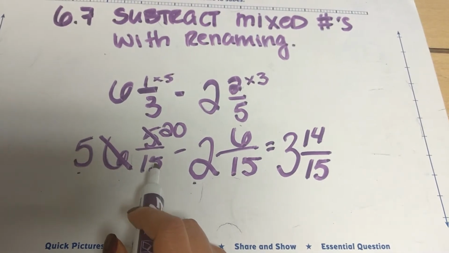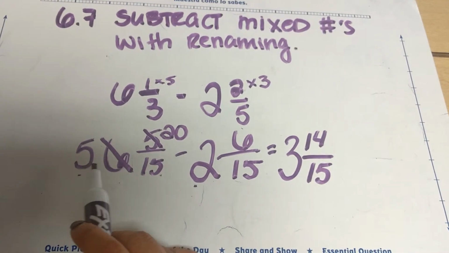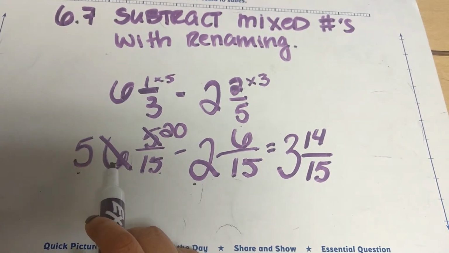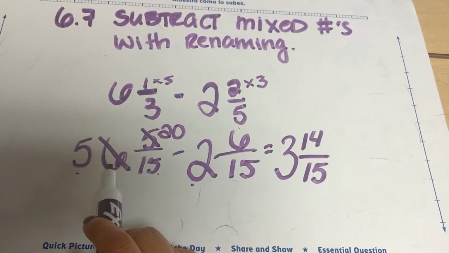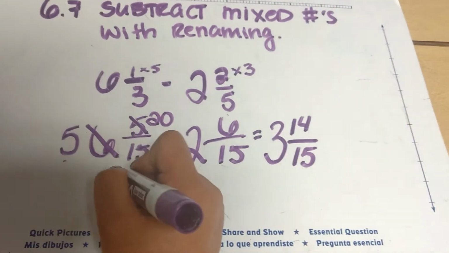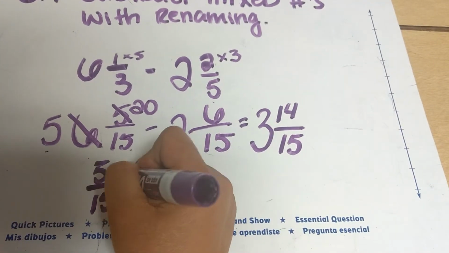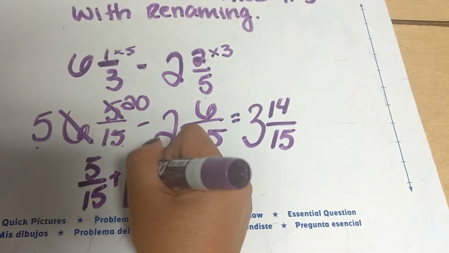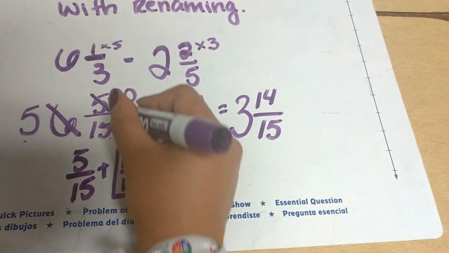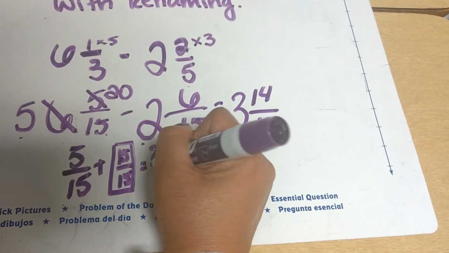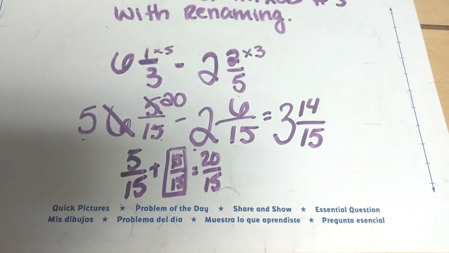So some people might ask, well, why are you adding 15 to 5? Because since we are taking 1 away from the whole number, we're making a fraction that equals 1 to add to that 5/15. So if you have 5/15, you took 1 away, and you made a fraction that is basically 15 over 15, because that equals 1. And you're getting a new fraction of 20 over 15. Okay? And that's it.